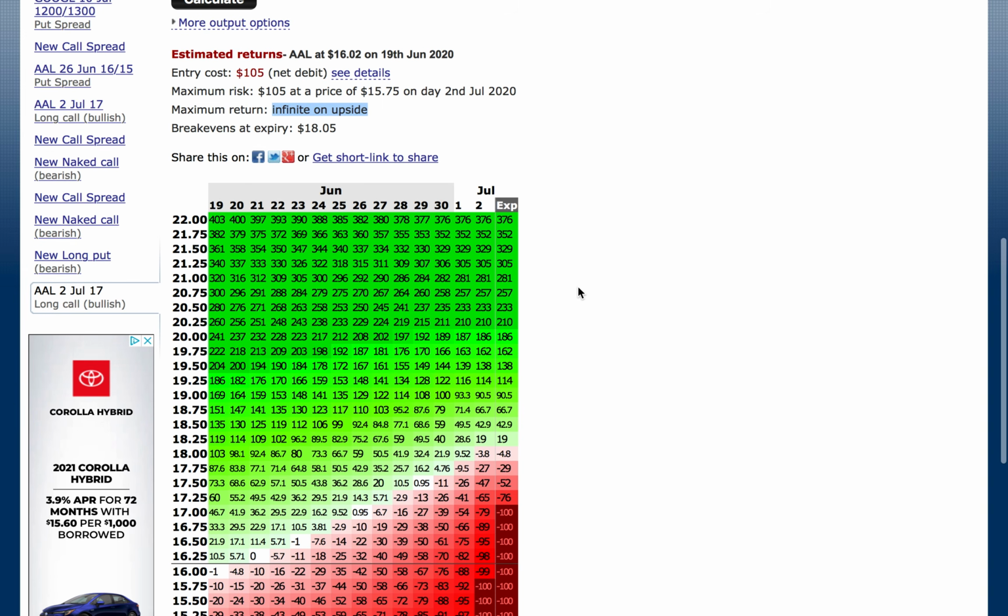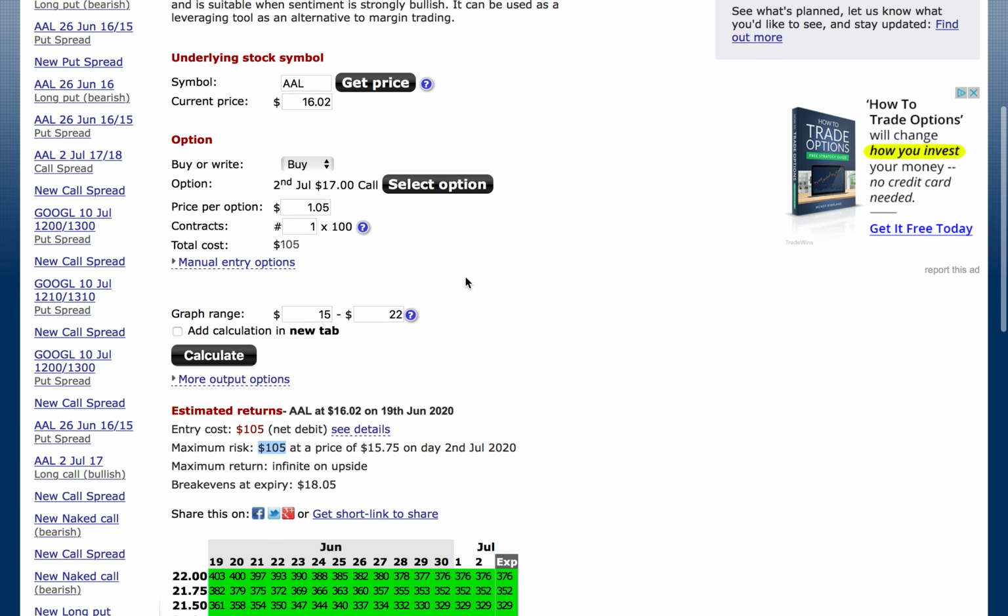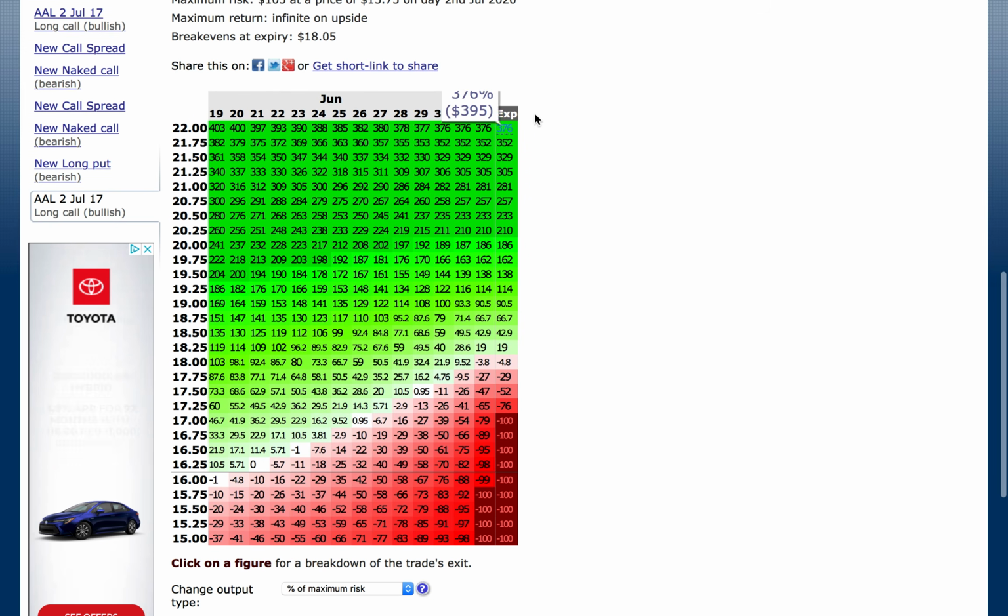Now, again, the max risk is 105, and that's going to happen if the price of American Airlines falls at 17 or below. And you can actually see this, okay? So we're going to focus only on the expiration column, but it's neat to see, like, if we take a look at days before, let's say we don't want to wait until expiration date, you can get a clear visual as to what the price would need to be on what date to exit it early and still make a profit. But again, we're going to focus just on the expiration column.